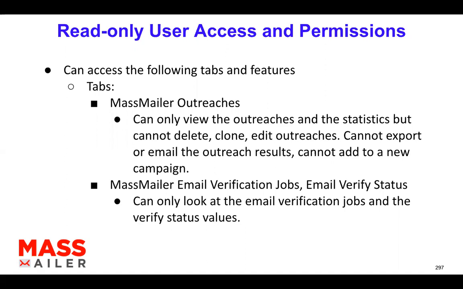If they click on certain tabs, they will receive a warning message saying that you do not have access to use this tab. For example, if they are trying to send an email and they click on MassMailer Outreach Wizard, it'll give an error saying that you do not have access to send emails, or access that particular tab. So the tabs that they can really get into: the MassMailer outreaches.